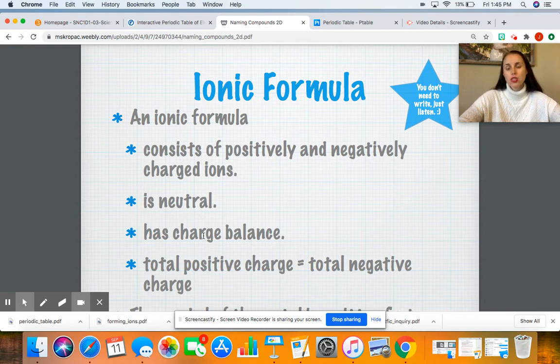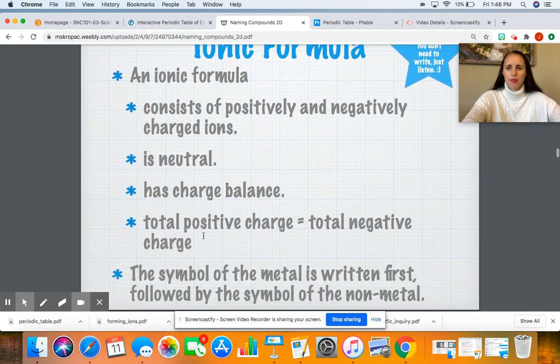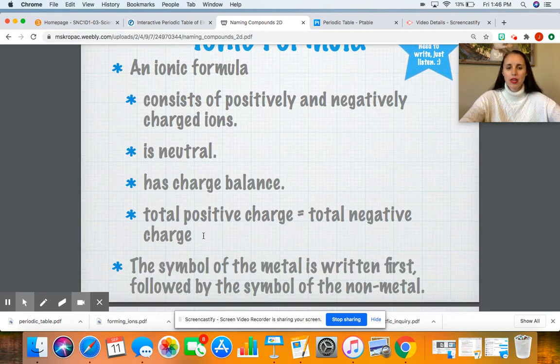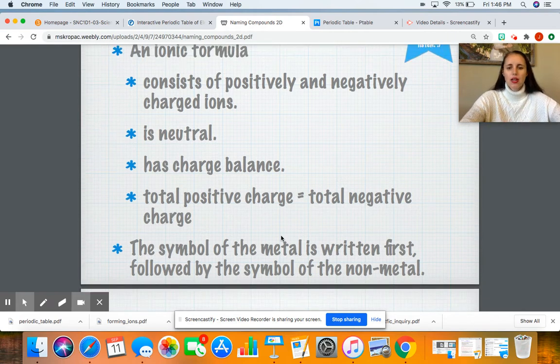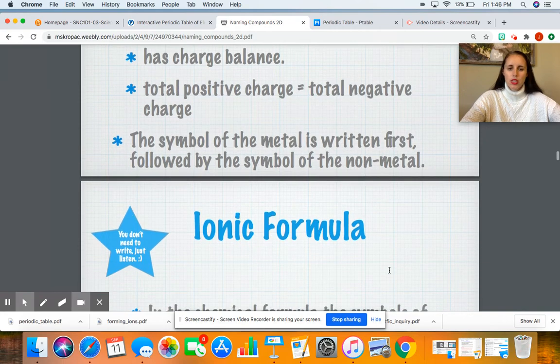If we do this properly, every time we are going to have a neutral compound. That means our total positive charge is equal to our total negative charge. I know this seems redundant, like I'm saying the same thing over and over, but these three points are really the basis of how we figure out the ionic formula. I mentioned this before, but just a reminder that the metal is always going to be written first and the non-metal is always going to be written second.